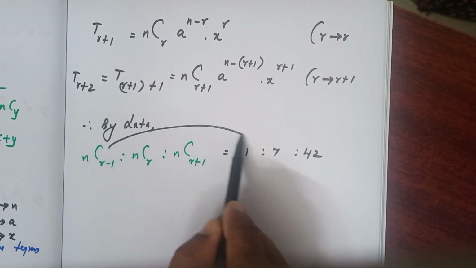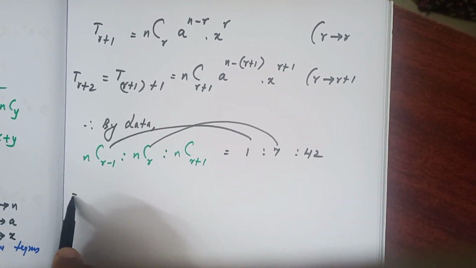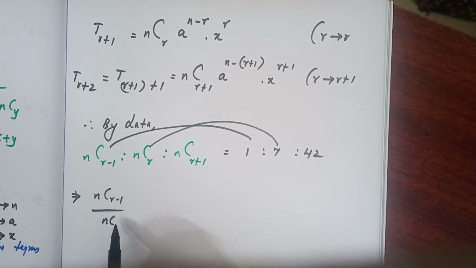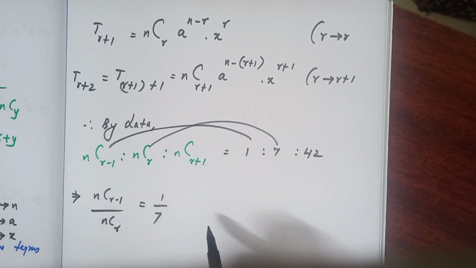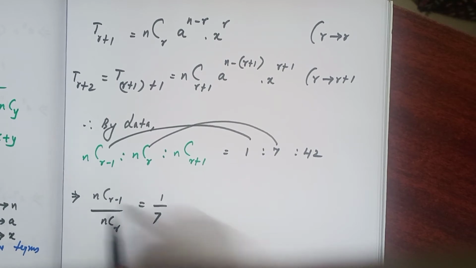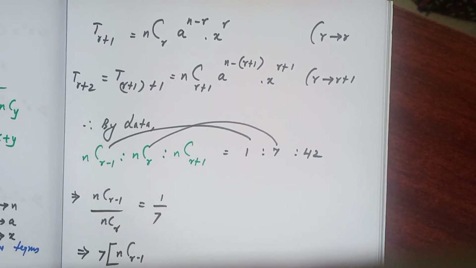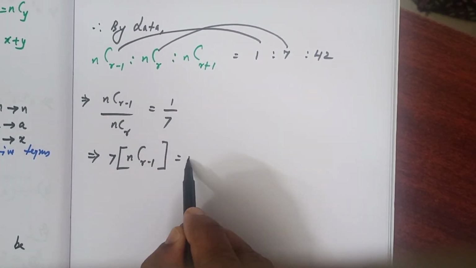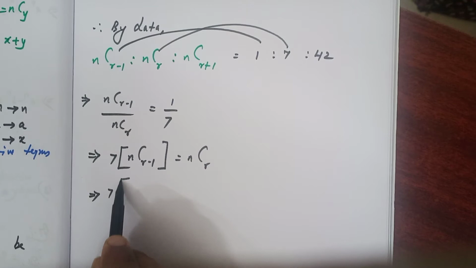Now you can compare these two with these two. First, second, that is nC(r-1) divided by nCr. I consider these two only. That is equal to 1 is to 7, which can be written as 1 by 7. Now we can cross multiply, which implies 7 into nC(r-1) is equal to 1 into nCr, which implies 7 write as it is.